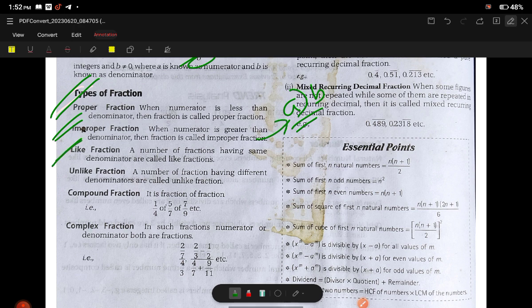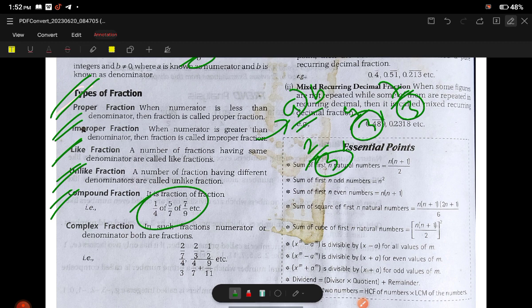Like fractions are fractions having the same denominator. For example, 2 upon 3, 4 upon 3, 7 upon 3: all the denominators are the same. So if the denominator is the same, then we call it like fractions. Unlike means the denominators will be different. Now coming to compound fraction. What is a compound fraction? It is a fraction of a fraction. This is called a compound fraction. Compound and complex are two different things.